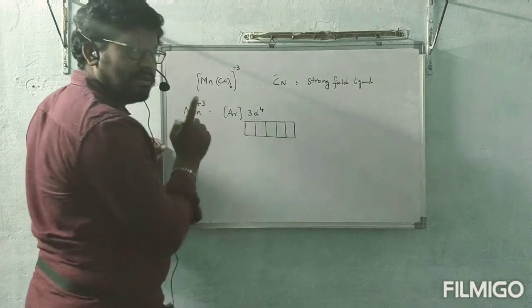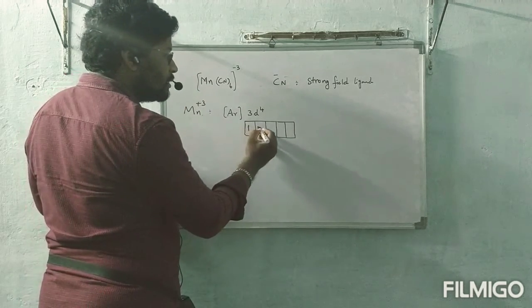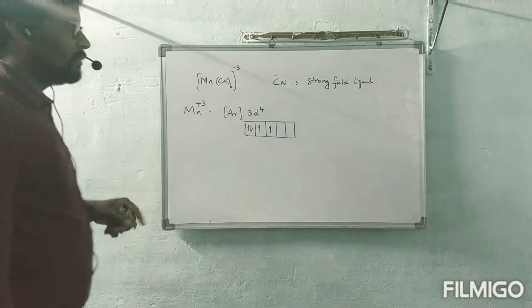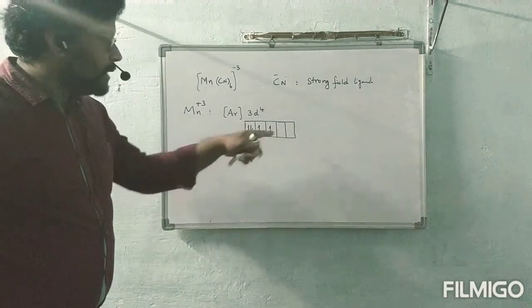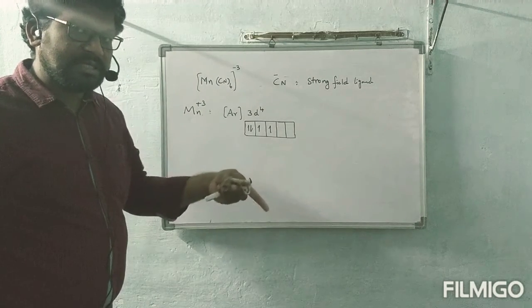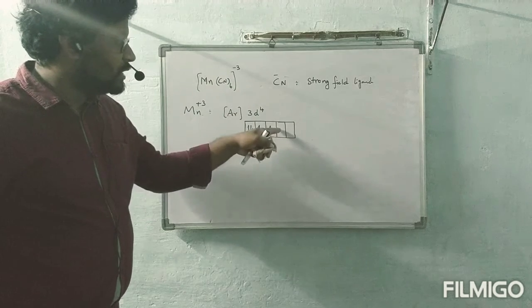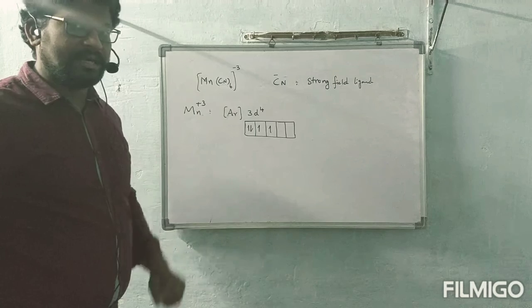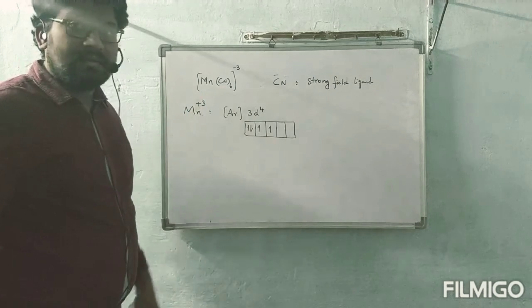For [Mn(CN)6]3-, if you observe, the 4th electron we wrote here, not here. Pairing has taken place inside. Like that, we have seen in [MnF6]3-, the reverse happened. We wrote it here, Hund's rule is violated. Correct? Now you will understand why. This is an octahedral complex.